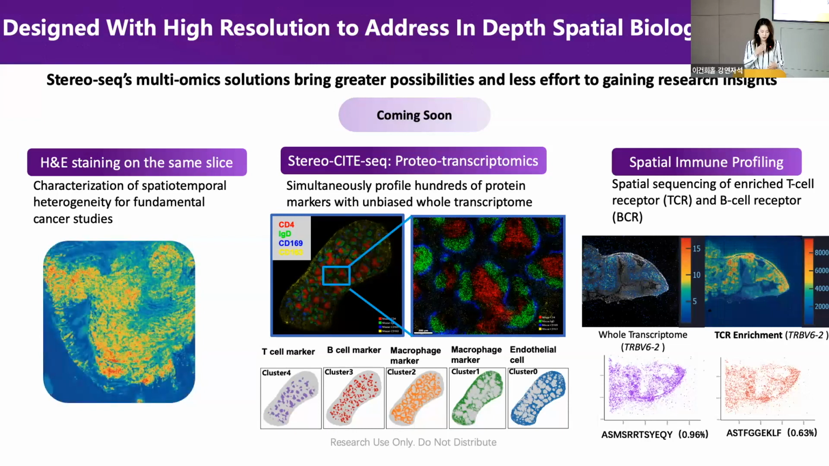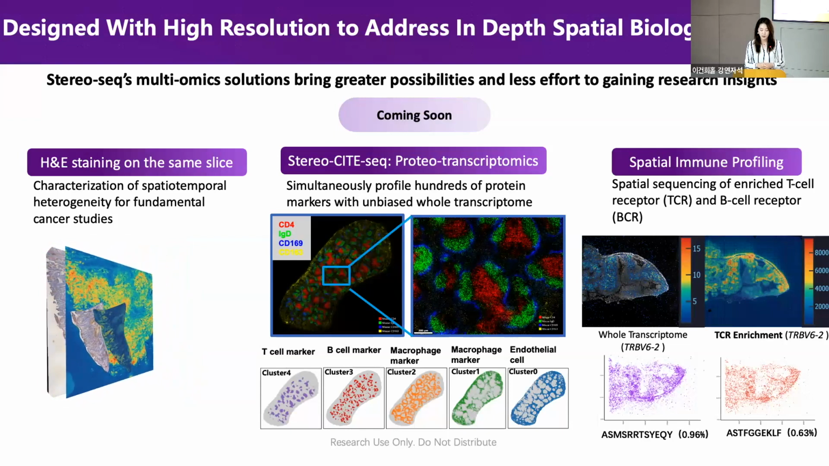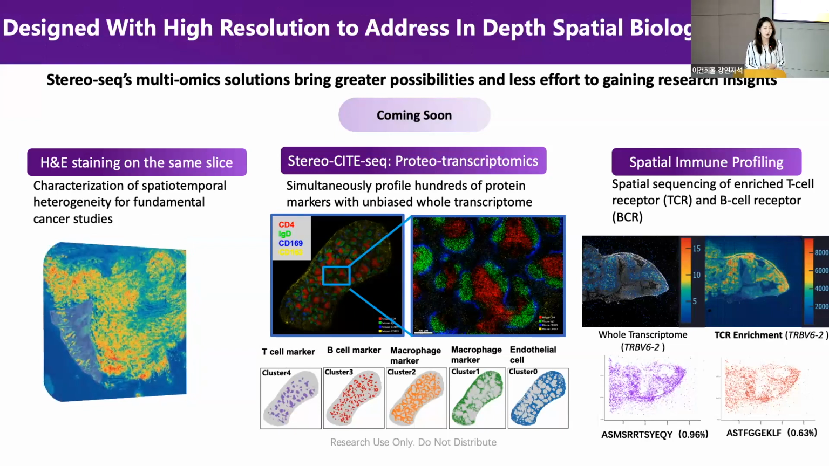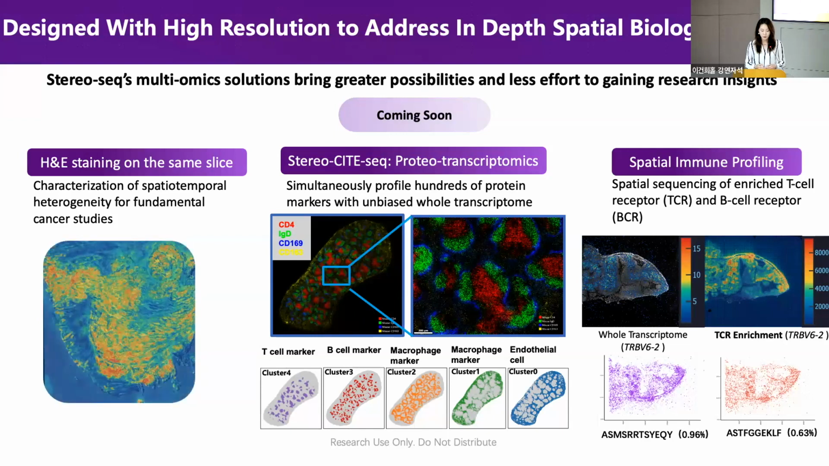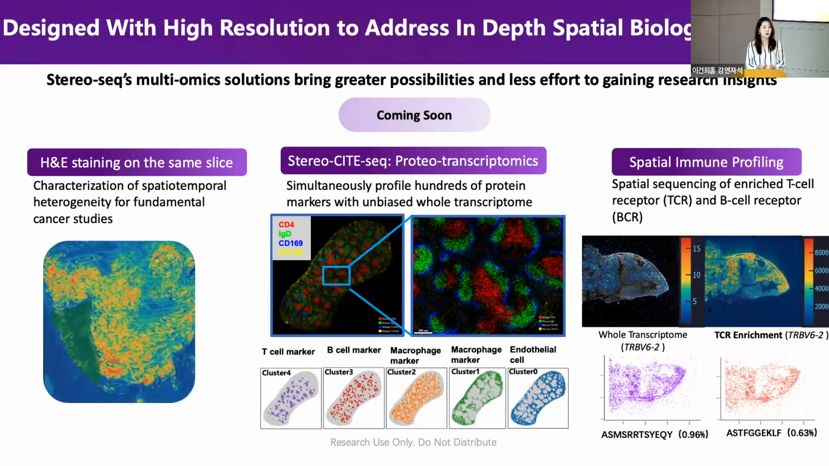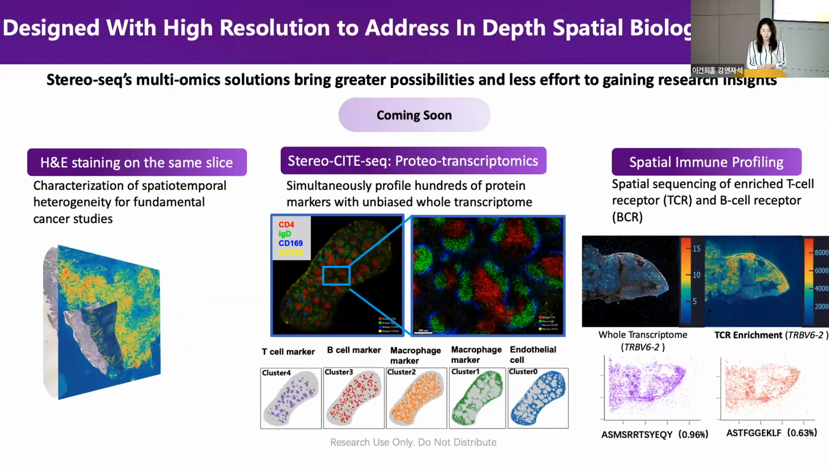So spatial immunoprofiling with TCR-seq and BCR-seq is something that works really well with Stereo-seq. So for immune cells that usually have a low capture efficiency within the omic sequencing technology, we are trying to address this question by having TCR, BCR enrichment with our standard Stereo-seq workflow.